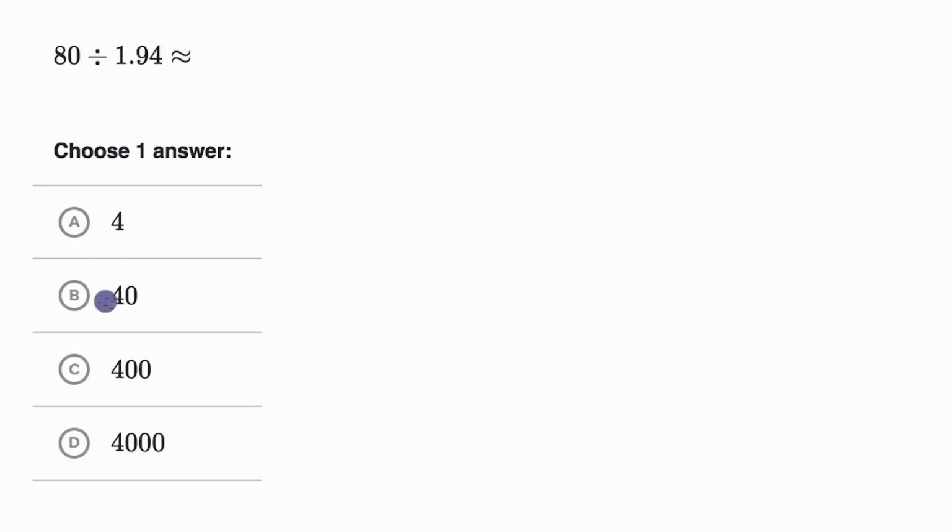So before we even look at these choices, how would we try to do this in our head? Well, 1.94, it's hard to do that in our head, to divide it into 80, but it's awfully close to 2. So we could say this is approximately equal to 80 divided by 2, because once again, 1.94 is awfully close to 2, and then this is easy to figure out. That is going to be equal to 40. So our first expression, you could say, is approximately equal to 40. Is it exactly equal to 40? No, but it's pretty close, so I would select that choice.